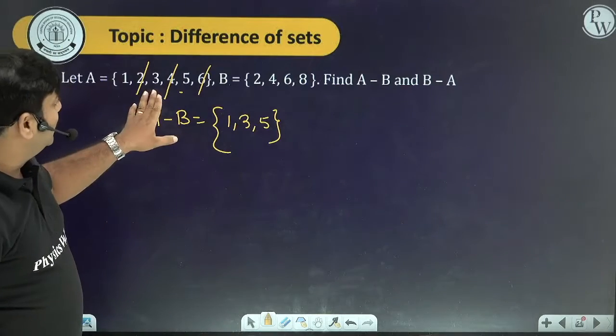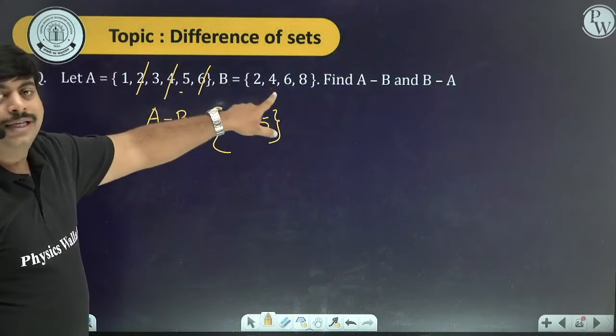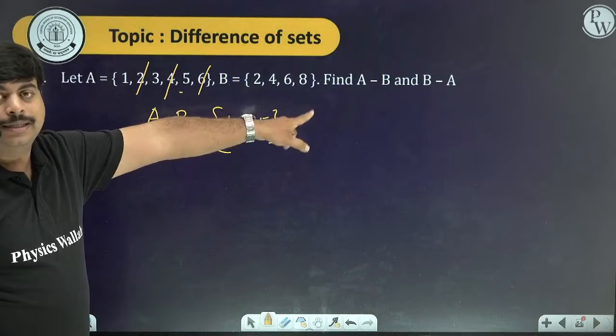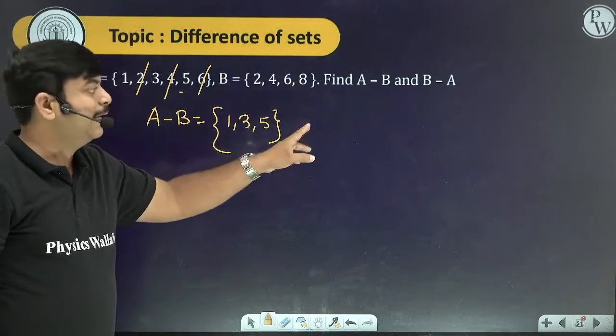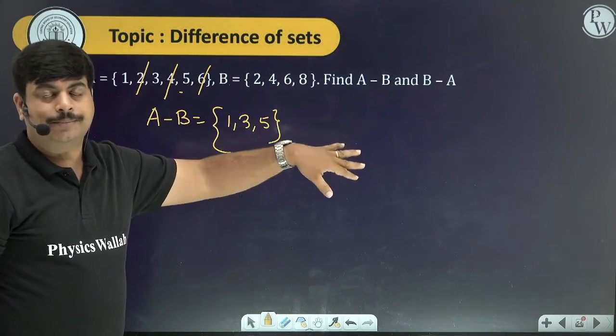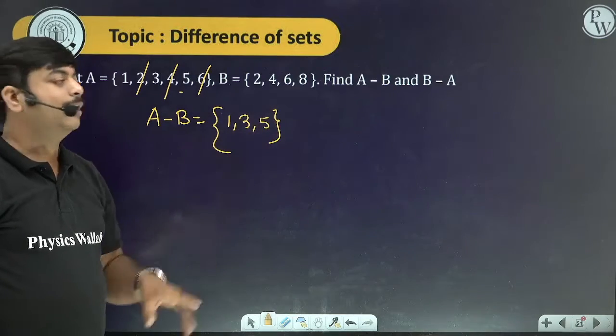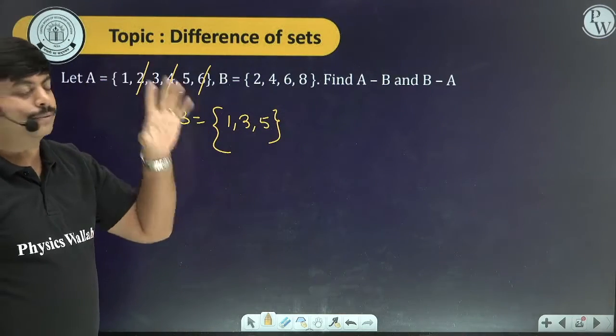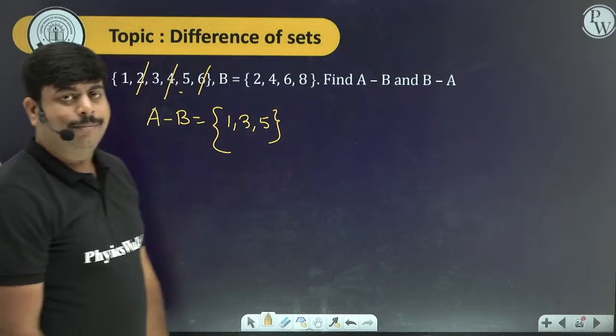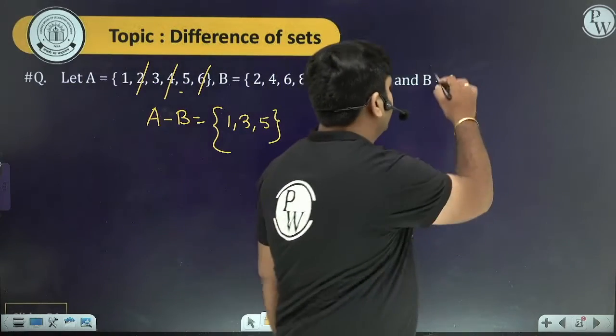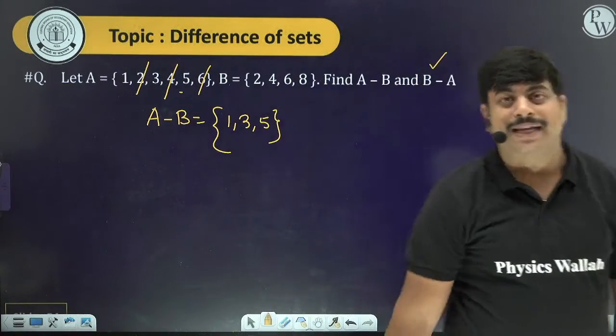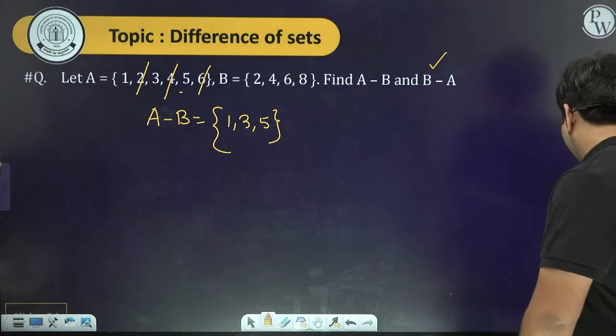Which elements are deleted? The elements which are also there in B, because A minus B means the elements which are there in A but which are not there in B. Elements which are there in A but not there in B, so those elements we need to delete. Okay, so simple thing, people, A minus B. Similarly, you can also find B minus A.